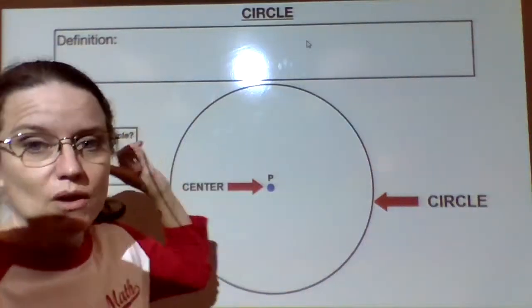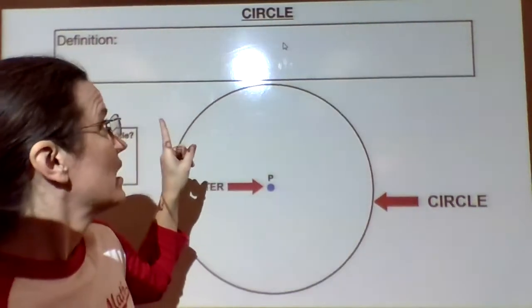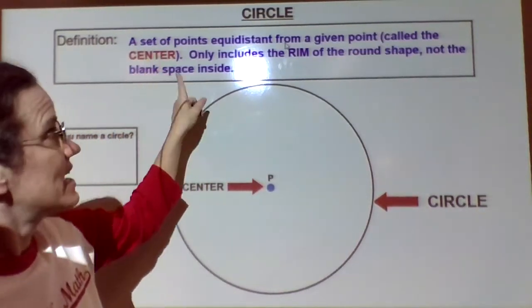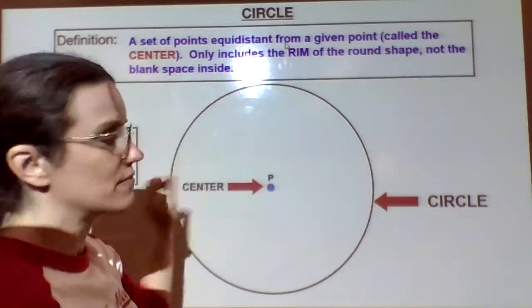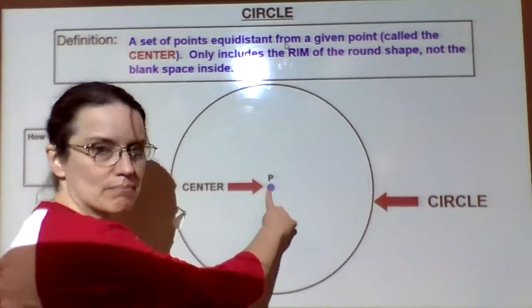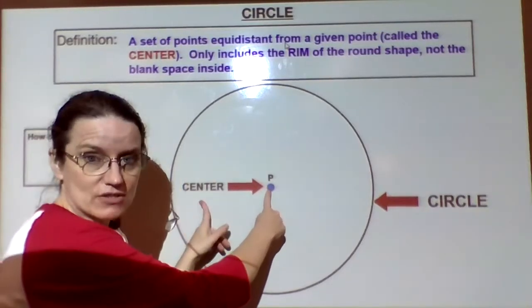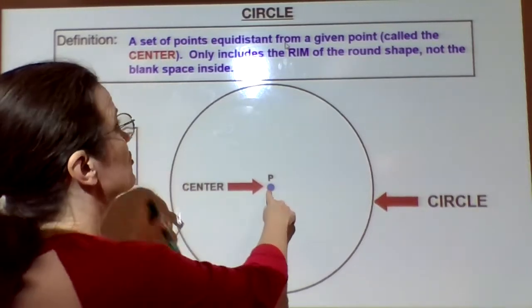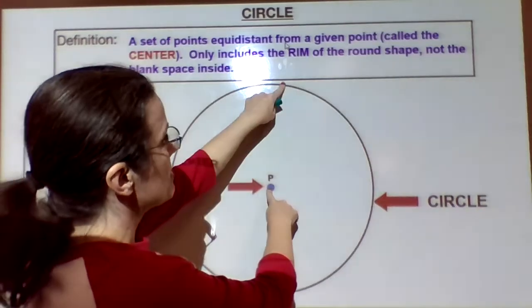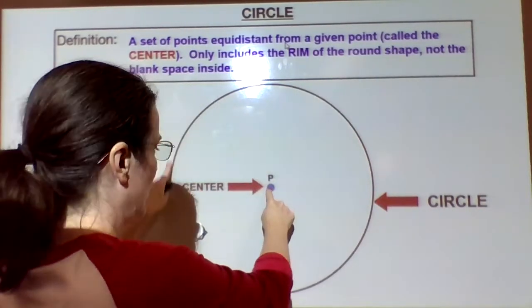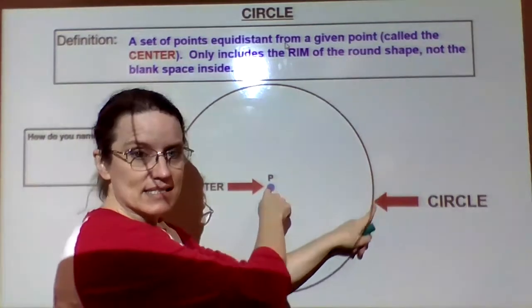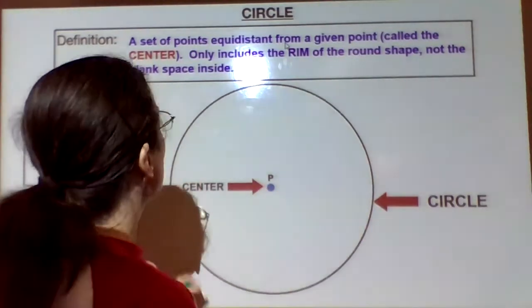So to start off with, what is a circle? A circle is going to be the set of all points that are equidistant, that are all the same distance from a given point. So I pick some point. I'm going to call that the center of my circle. The circle itself is every point that is the same distance away from that. And so you find any point that's a set distance away from here and you've created a circle.